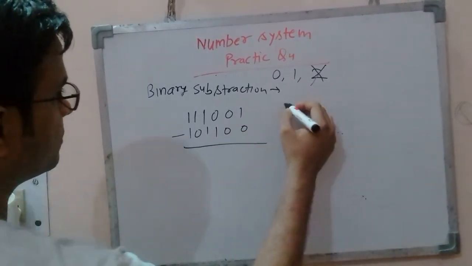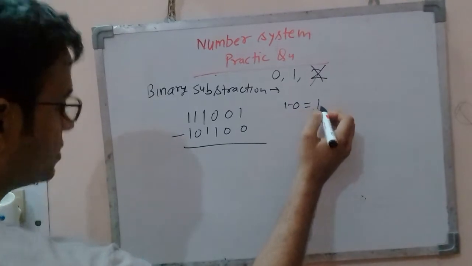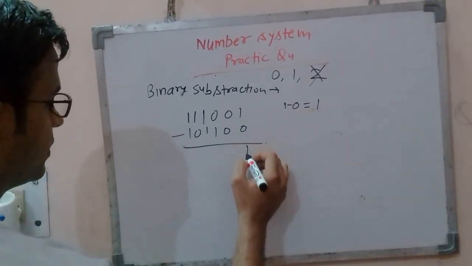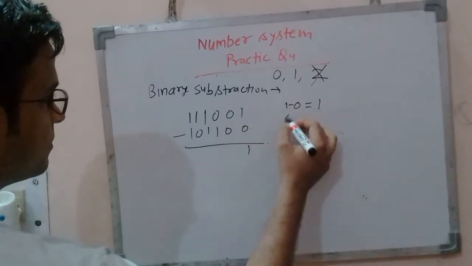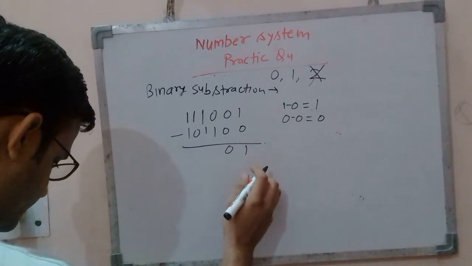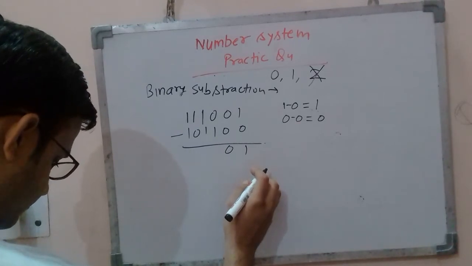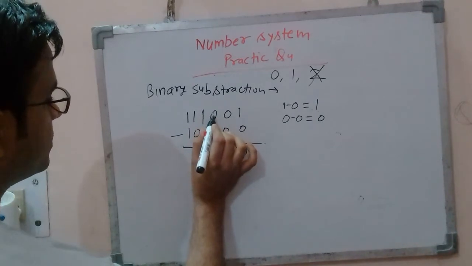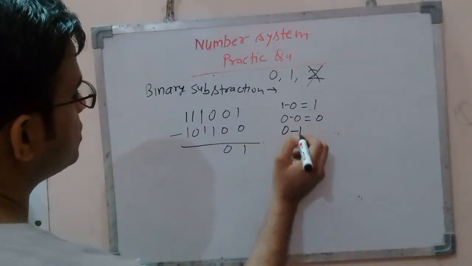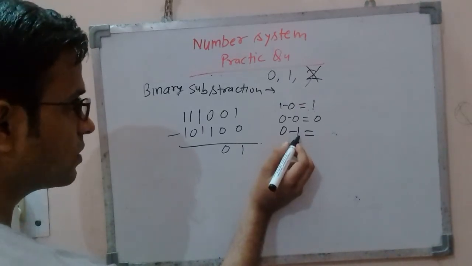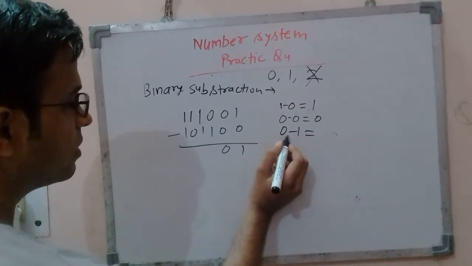1 minus 0. In binary, answer is 1. 1 minus 0 is 1, right? 0 minus 0, in binary, it's 0 only. So put 0. Now, pay attention here. This is 0 and this is 1. So which one is more? 1 is more, right? 0 is small, 1 is the larger number.